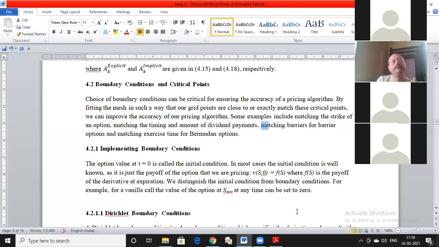So typical examples are, if I am looking at a barrier option, then I want to match the barriers, whether it's above or below. I want to match the barrier on the grid, so that on those important points, which Hull calls critical points, my error of approximation is either 0 or small.